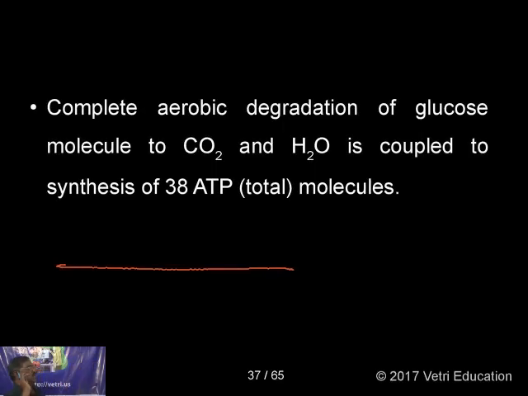The complete aerobic degradation of a glucose molecule to carbon dioxide and H2O is coupled to the synthesis of 38 molecules of ATP. So one glucose molecule gives 38 ATP molecules for energy. When these ATP molecules are hydrolyzed, their phosphate bonds break and give energy. That energy is used to carry out all the biological activities.